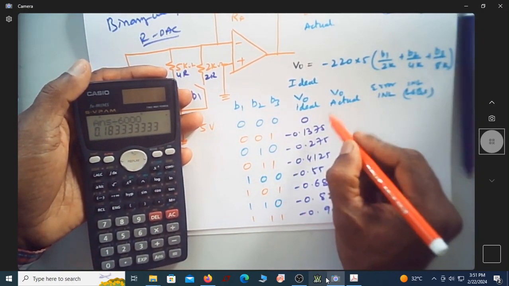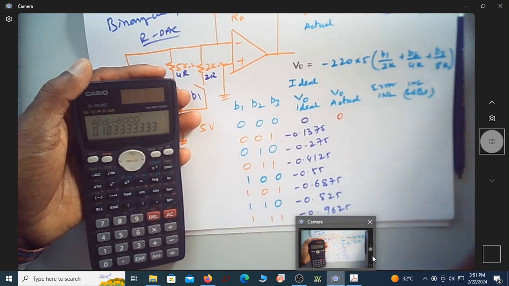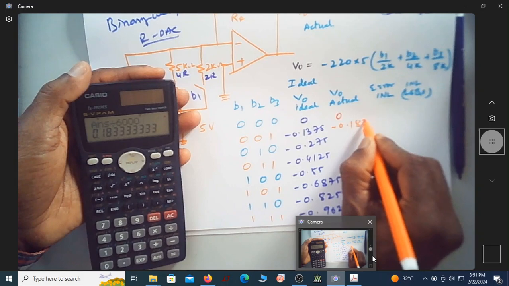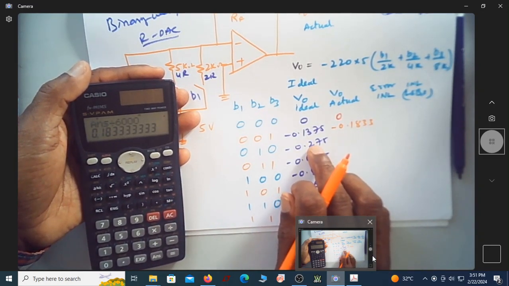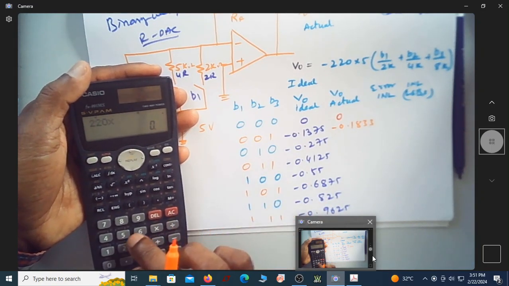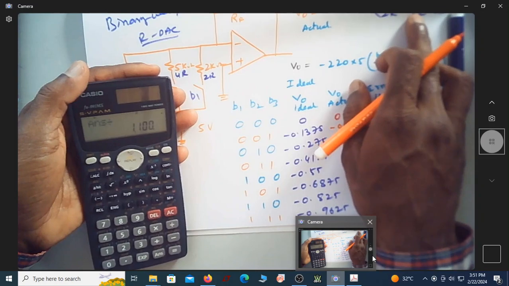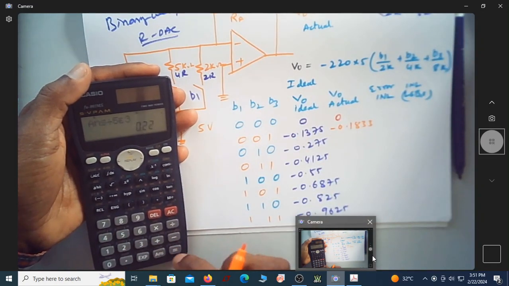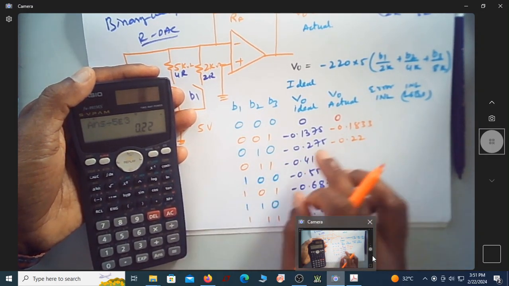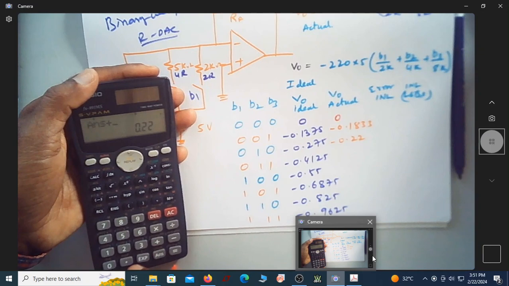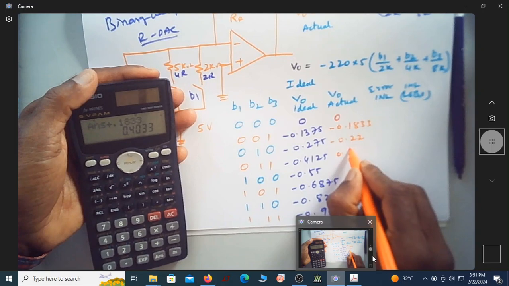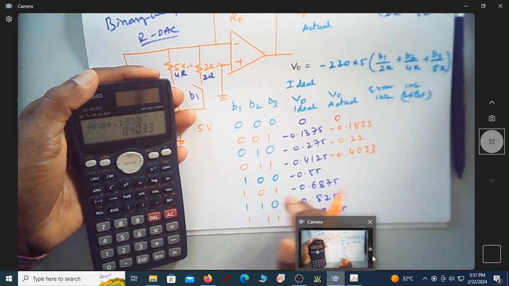For the first one it is 0. For this it is minus 0.1833. And this is 220 into 5 divided by 5K, 5 exponential 3, hence it is minus 0.22 volt. Then it's the addition of these two, plus 0.1833, which is actually minus 0.4033.